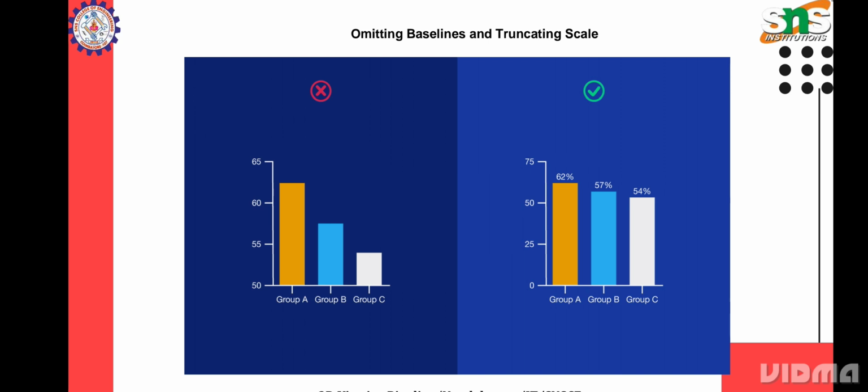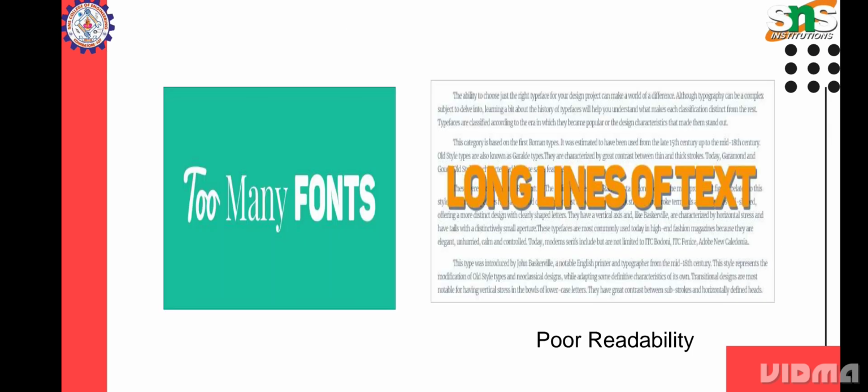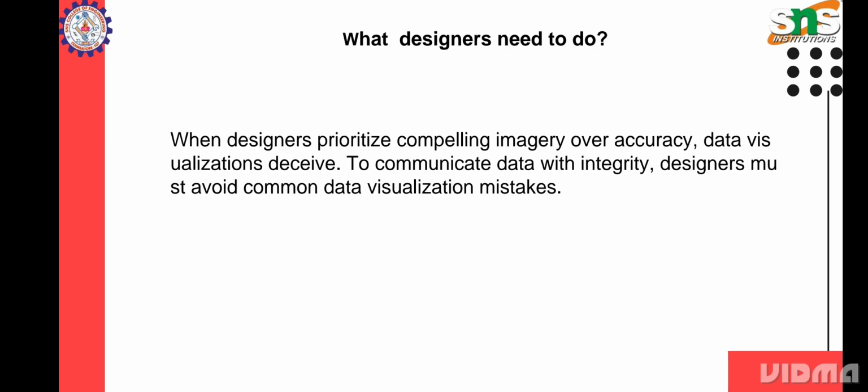Omitting baselines and truncating scales. In the first thing, we must avoid omitting baselines and truncating scales, so that it will be a better graph for understanding. And there should not be too many fonts. Every font must be used for its own requirement. You should not choose a font just as you like. Too many fonts will distract your concentration, and long lines of text give poor readability.